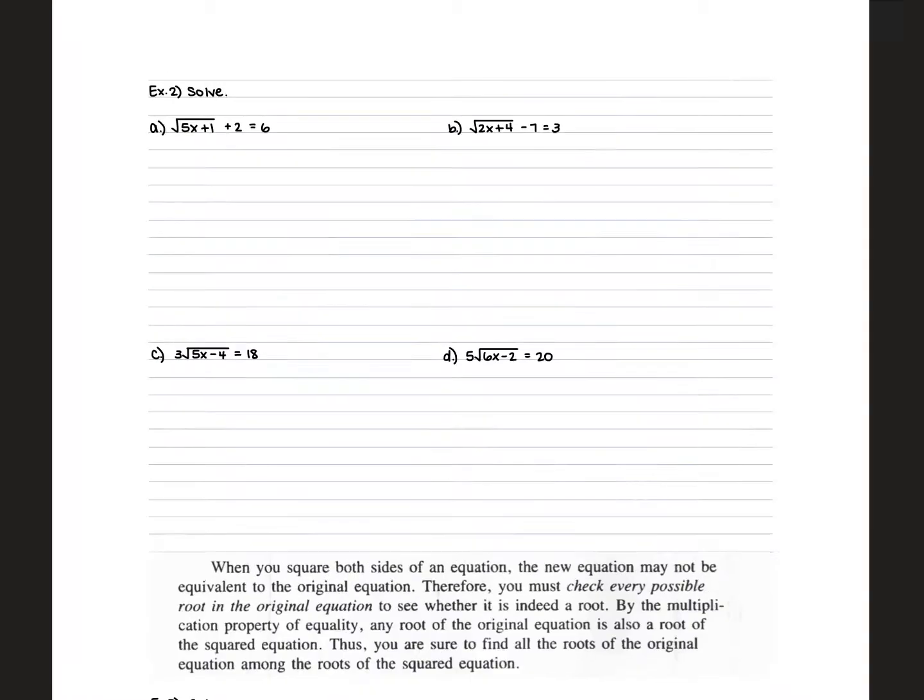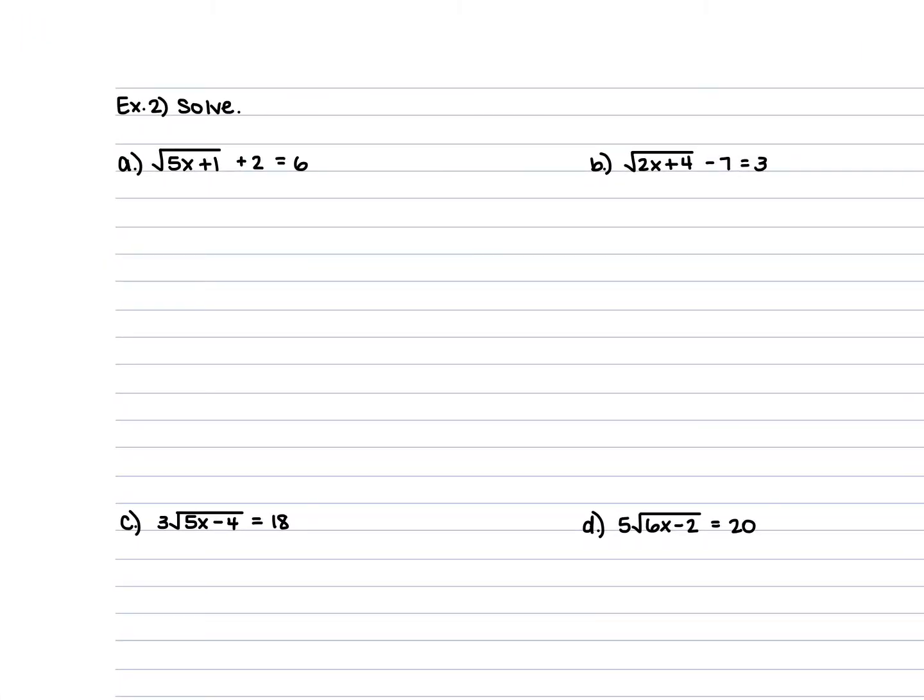If we look at our next set of examples, these have expressions on the same side as that radical, and we want to isolate that radical before we get rid of it. So with any of these, you're going to undo addition or subtraction before you undo multiplication or division in order to isolate that radical. For example, 2a, you have the square root of 5x plus 1 plus 2 is equal to 6. You want to isolate that radical, so we're going to move that 2 over by subtracting it from each side. This is going to leave us with the square root of 5x plus 1 is equal to 4.